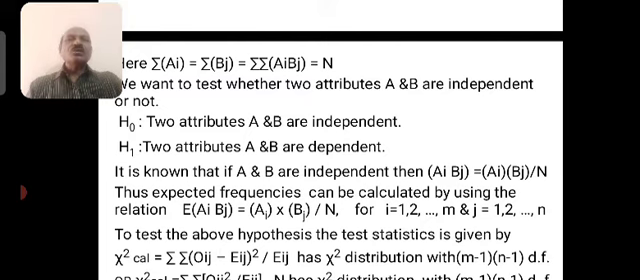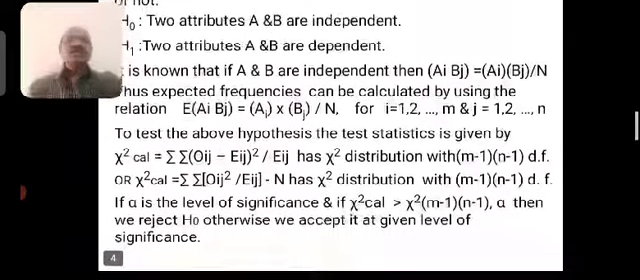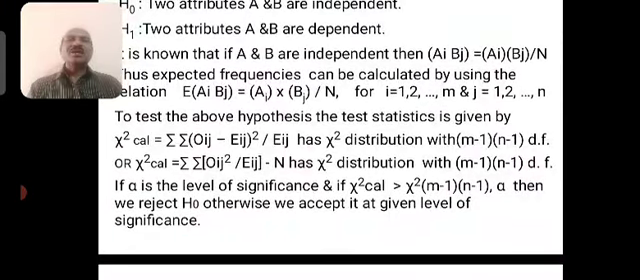So to test the above hypothesis, the test statistic is given by chi-square calculated, which is the double summation over i and j of (Oij minus Eij) whole square divided by Eij. It has the chi-square distribution with (m minus 1) into (n minus 1) degrees of freedom. Here m means the number of rows and n means the number of columns.